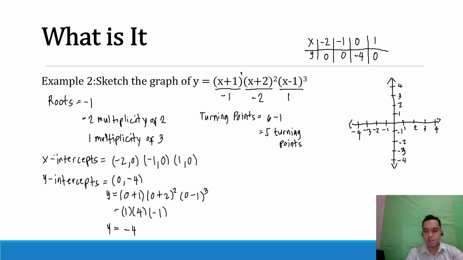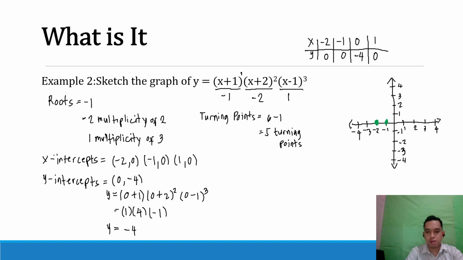Okay, so i-plot na natin yung ating graph class. Okay, so gumamit tayo ng green color para sa points natin. Ayan, para maiba naman. So, negative 2, dito yung negative 2 natin. Pangit pala siya. Hindi siya masyadong halata. Ayan. So, yan yung negative 2, 0. Next is negative 1, 0. Dito naman yan.